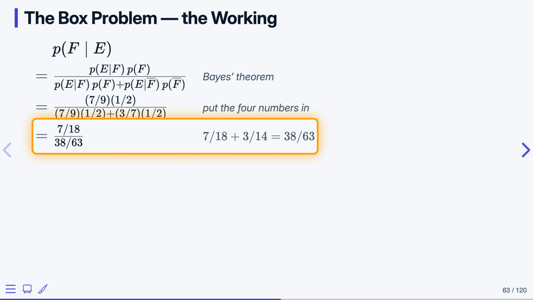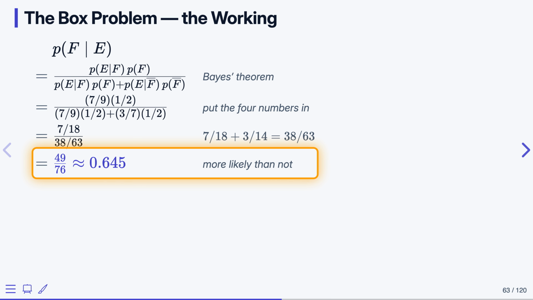The top is 7/18. On the bottom, 7/18 plus 3/14 is 38/63. Dividing gives 49/76, about 0.645. So a red ball makes box 1 more likely than not. That makes sense. Box 1 is the redder box.